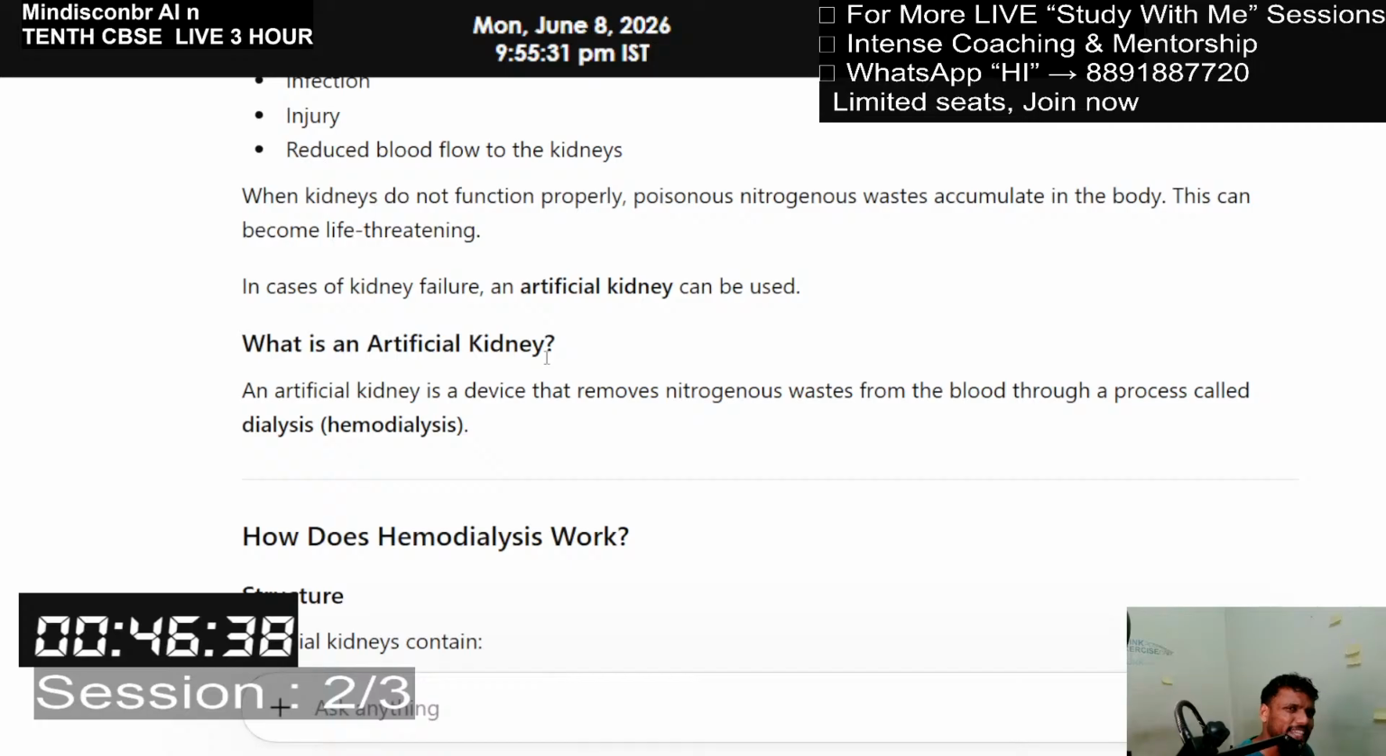What is the function of a kidney? To remove nitrogenous wastes from the body, such as urea, uric acid, etc. So in the failure of the kidney, what happens? These nitrogenous wastes accumulate in the body, which creates more severe consequences. So what do you have to do? You have to remove these nitrogenous wastes out of the body. If the kidney fails, we do that work with an artificial kidney, and in that case we call it dialysis or hemodialysis.